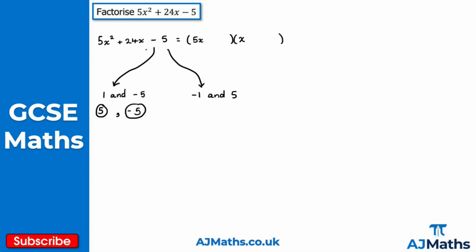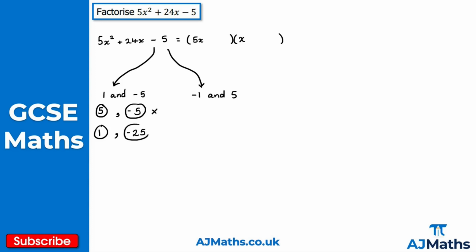And we need 24, so it's not going to be these two here. So let's try now with timesing this minus 5 here by 5. So the 1 will stay as it is. We get 1 there. And then for the minus 5, we times that by 5. That would give me minus 25 there.